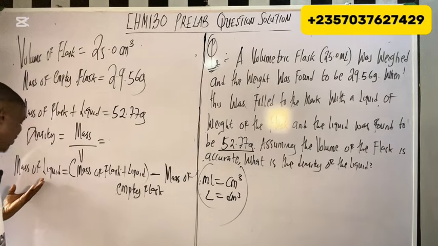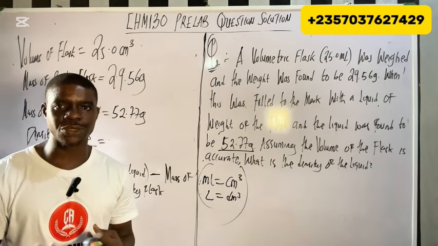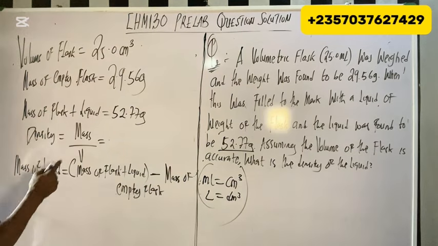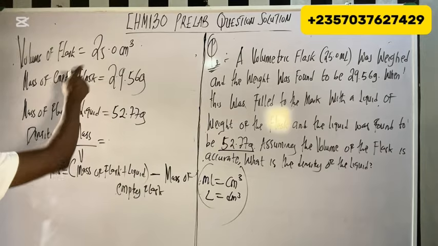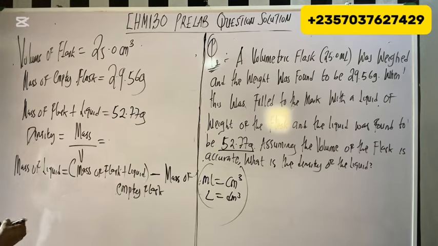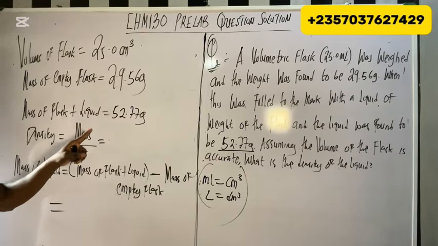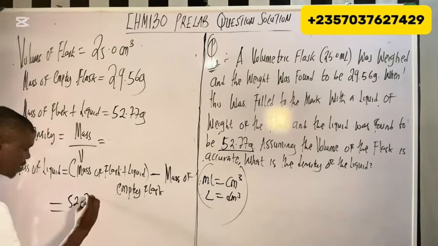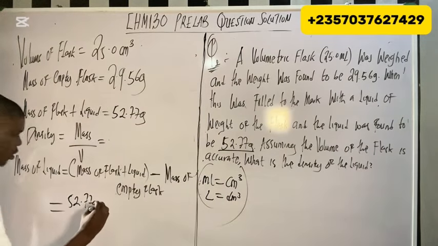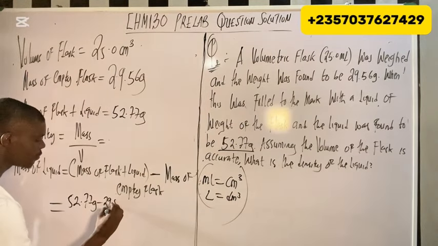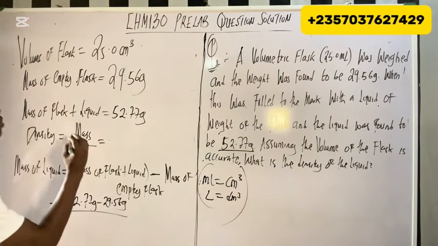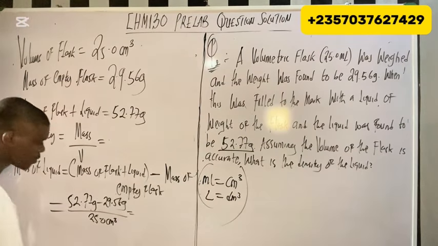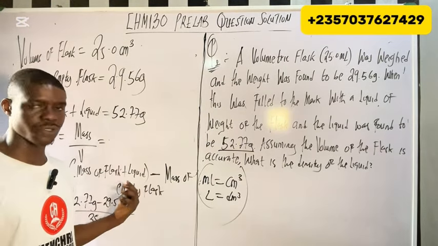Because if you want to get the mass of liquid here, you subtract this from this. Remember, volume of the flask is 25.0 cm cube. So if you subtract it here, it's going to be 52.77 gram minus 29.56 gram over 25.0 cm cube, right? So use your calculator to get your answer.